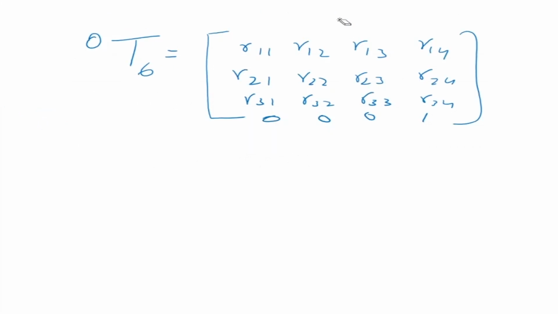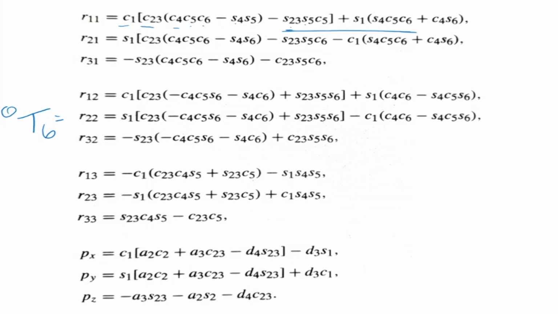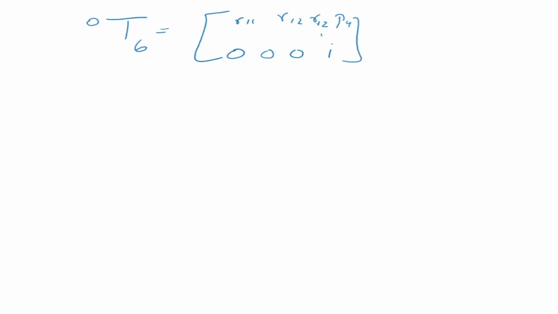So we have T0 to 6 equal to R11, R12, like that. This is something we have seen, the matrix we just saw. This is 0, 0, 0, 1. So this is R12, R13, and R14. Okay, sorry, this is Px. In the previous one also, I think I made that mistake. Yeah, so this is Px, Py, and Pz. Sorry. So this is my Px, Py, and Pz.